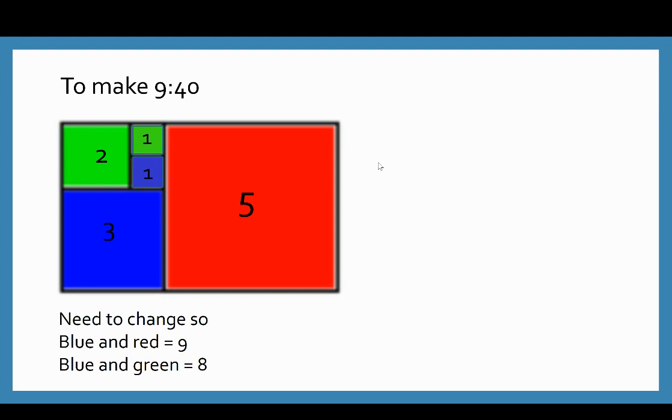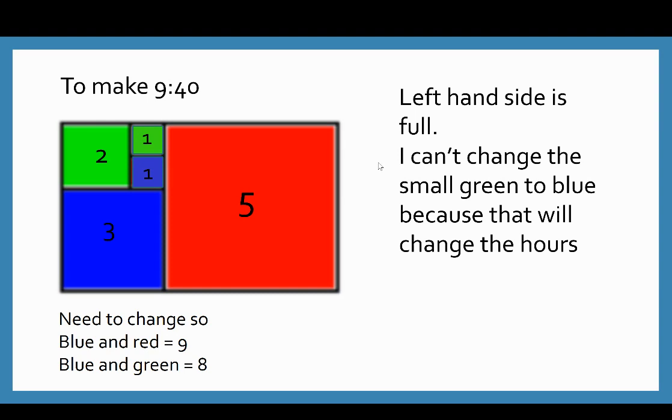because look here, my blue and red to be 9, my blue and my green to be 8, because my left-hand side is full, because that, remember, the left-hand side equals 7. I can't change the small green to blue because that will also change the hours. And then instead of saying 9:40, it will say 10:40.